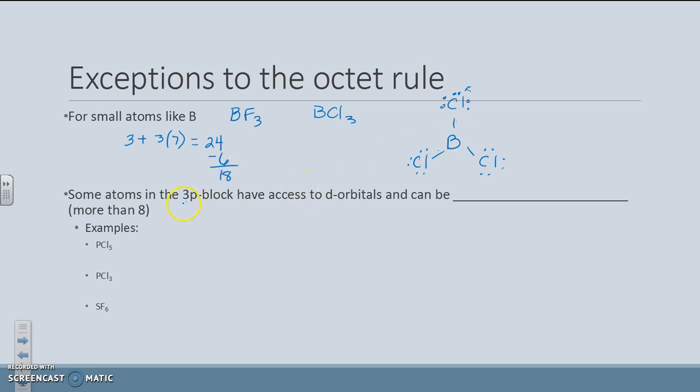You also have your phosphorus and your sulfur. Some of the 3p block elements like to dip into their d orbitals, and they can actually make more bonds. They can be, oh, what's the word that goes there? I know what it is, but I can't think of what word I wanted to put there. Hold on, I'm looking for it. And of course, I'm not going to be able to find it.